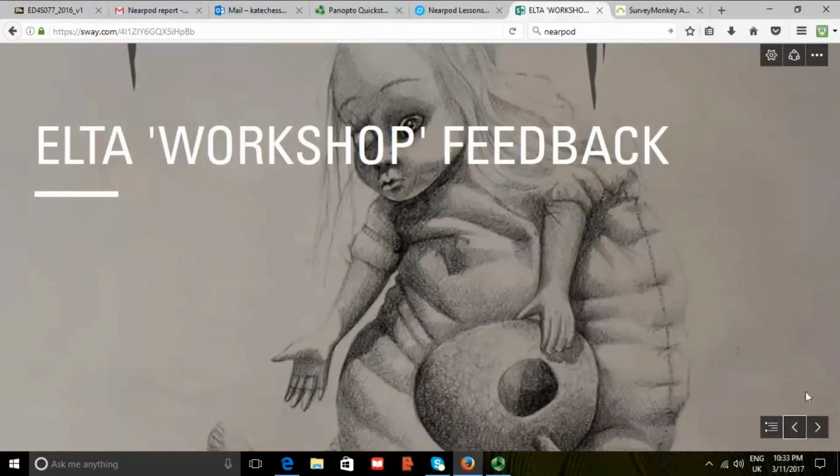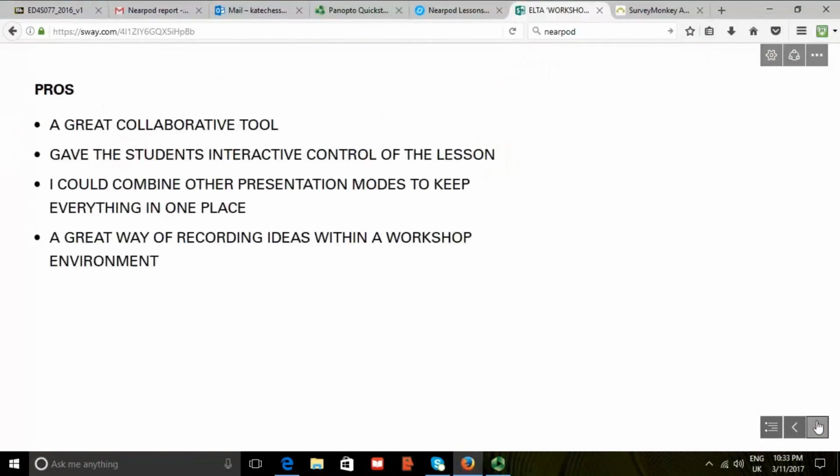I also compiled some feedback from what the students had said. Basically, it's a great collaborative tool. It gave the students interactive control of the lesson. It meant that I could combine other presentation modes to keep everything in one place. And it was also a great way of recording ideas within a workshop environment.